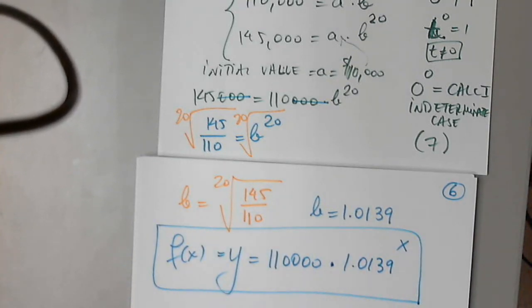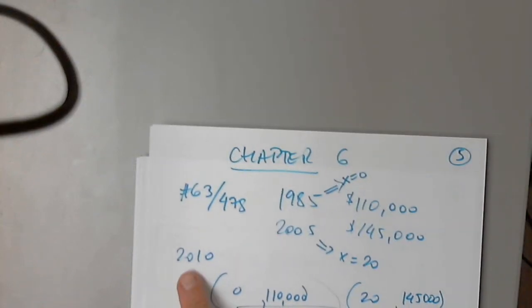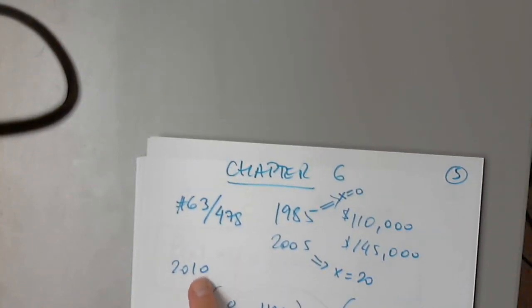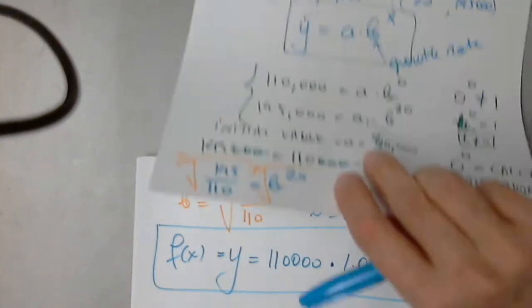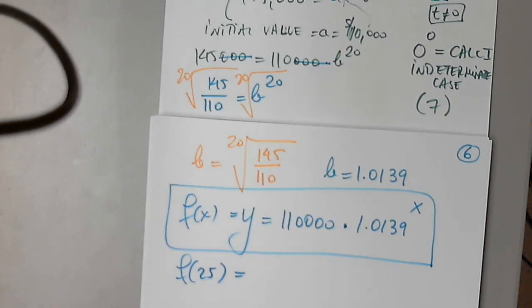So we established a model that fits the given information. Now they also want us to determine, assuming the trend continues, what will be the value of the home in 2010. So what do we need to do? X equal 25. Excellent. So we have f of 25. See, in this situation, I prefer the notation f of x because it's very clear to plug in 25 and then determine that.